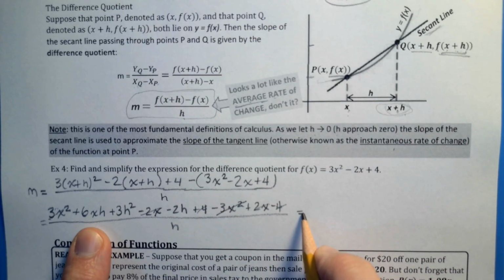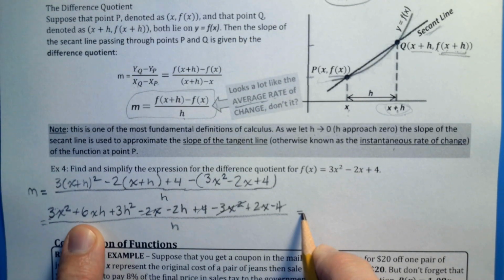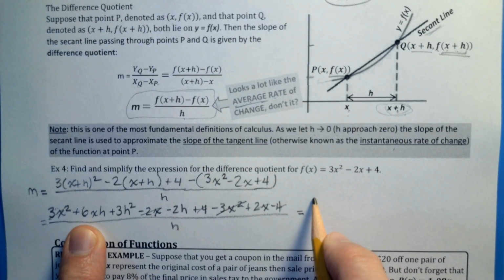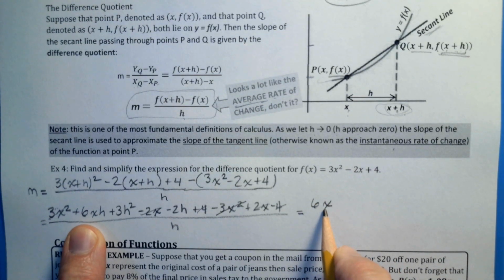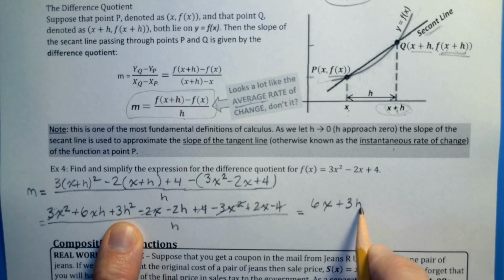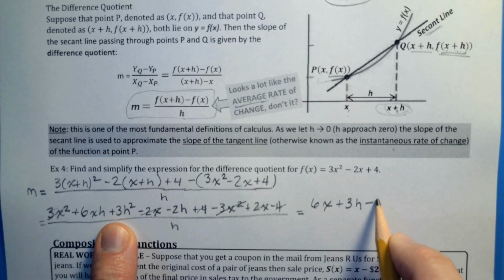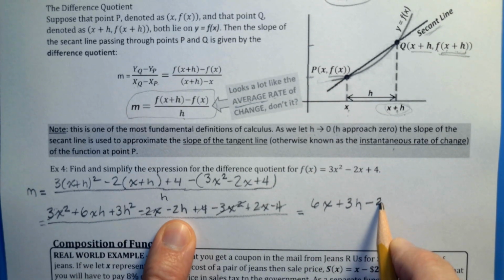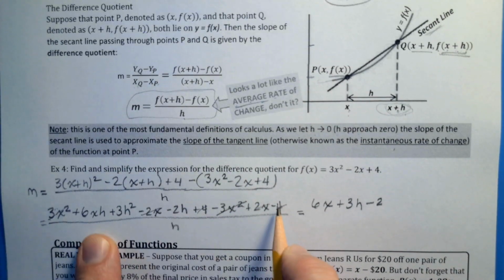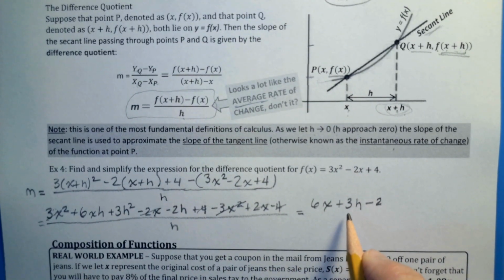So this will become, let's go ahead and just do it in the same order. So it'll be 6x, the h cancels, plus 3h, one of the h's cancels, also then minus 2, because this one, the h would cancel, and then everything else canceled away. So this all simplifies down to this.